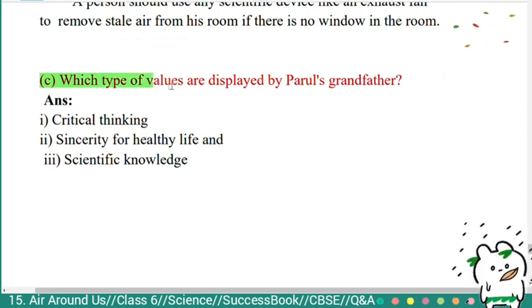Question C, which type of values are displayed by Parul's grandfather? Answer, critical thinking, sincerity for healthy life and scientific knowledge.